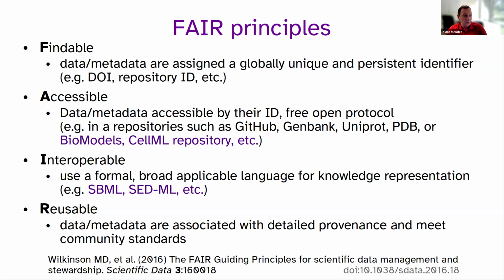So they should be findable, that is, they should have data and metadata assigned a globally unique and persistent identifier in some repository somewhere. As you have seen already, the model I'm going to be talking about failed in that respect. They should be accessible, that is, accessible by their ID through some free, open protocol. Again, we couldn't get that. They should be interoperable, so they should be expressed in a formal language that is broadly applicable for knowledge representation. In this case, as you will see, that will be SBML and SED-ML, etc. And then they should be reusable, so they could be associated with a detailed provenance and meet community standards, etc. So those are the four principles.